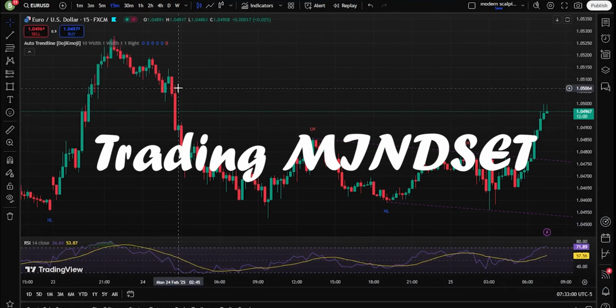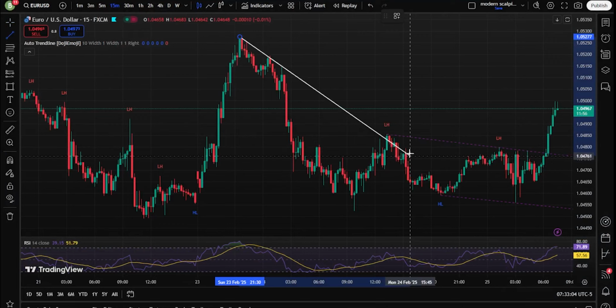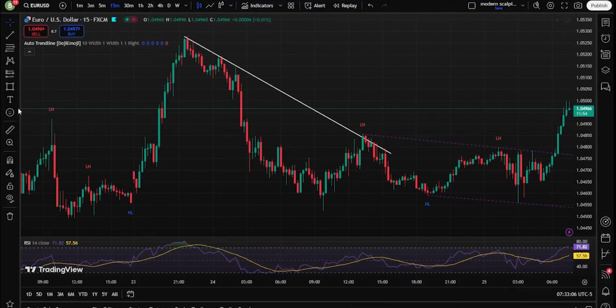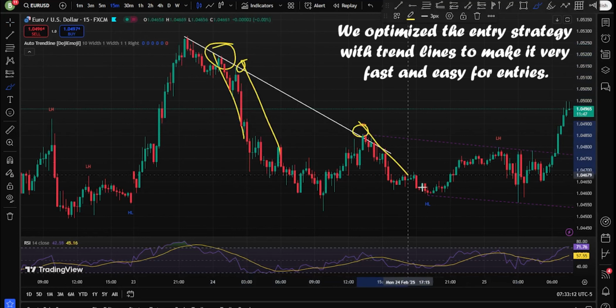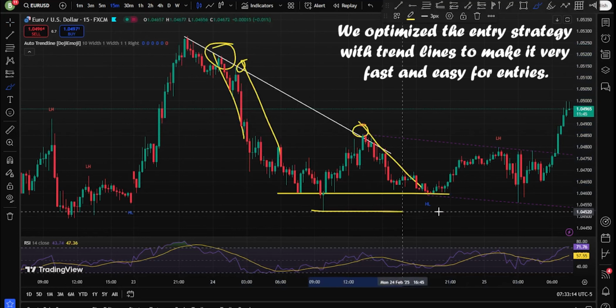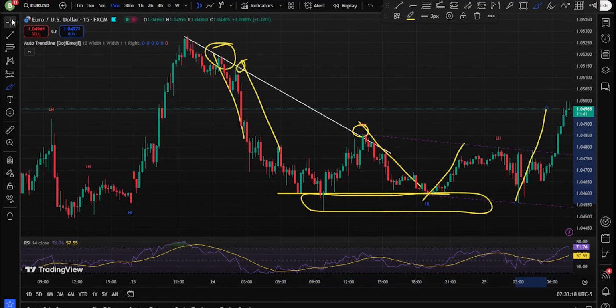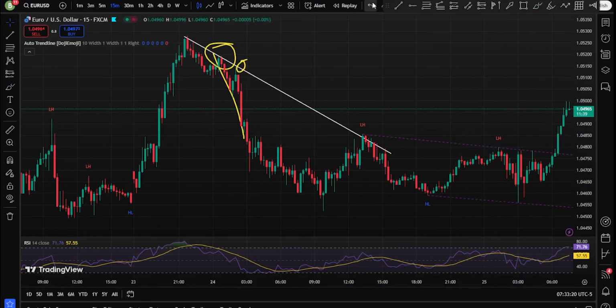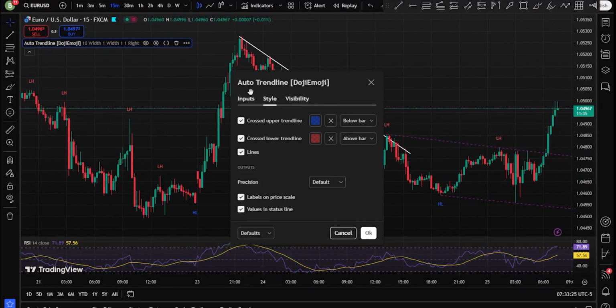Auto trendline indicator strategy with RSI and volume analysis. Combining the auto trendline indicator, relative strength index (RSI), and volume analysis can create a powerful trading strategy. This approach helps identify key trends, overbought and oversold conditions, and significant price levels with the highest trading activity. Below is a breakdown of how to integrate these tools effectively.